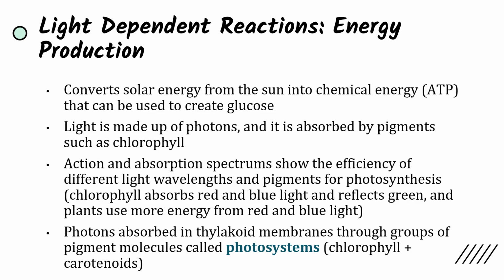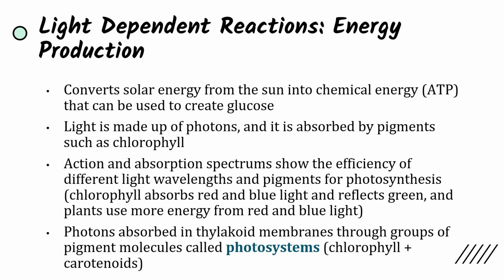So light is made up of photons, and it's going to be absorbed by the pigments such as chlorophyll within the thylakoids. And there are these different spectrums called action and absorption spectrums that are going to show the efficiency of different light wavelengths and pigments for photosynthesis. And essentially, chlorophyll is going to be best at absorbing red and blue light and will reflect green light. And plants are also able to use more energy from red and blue light for photosynthesis.